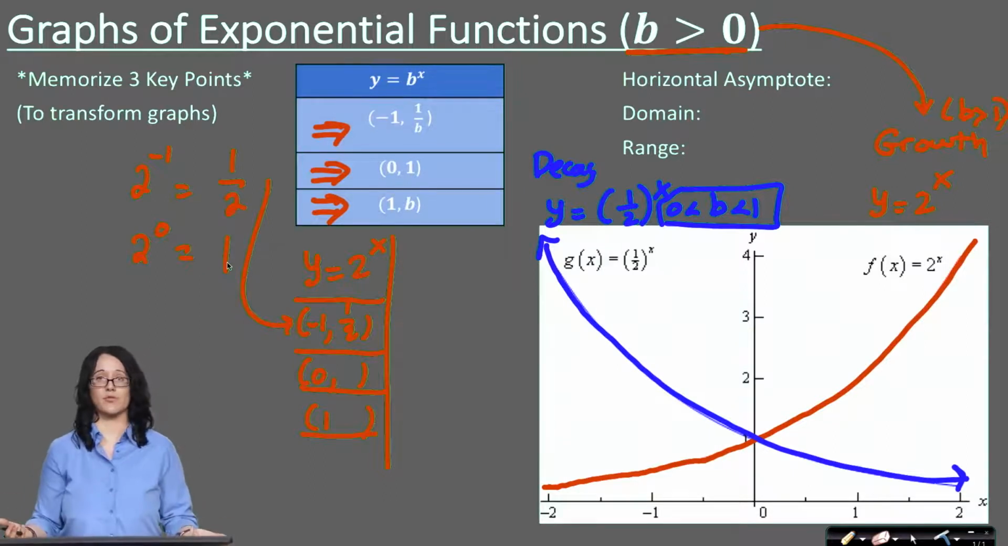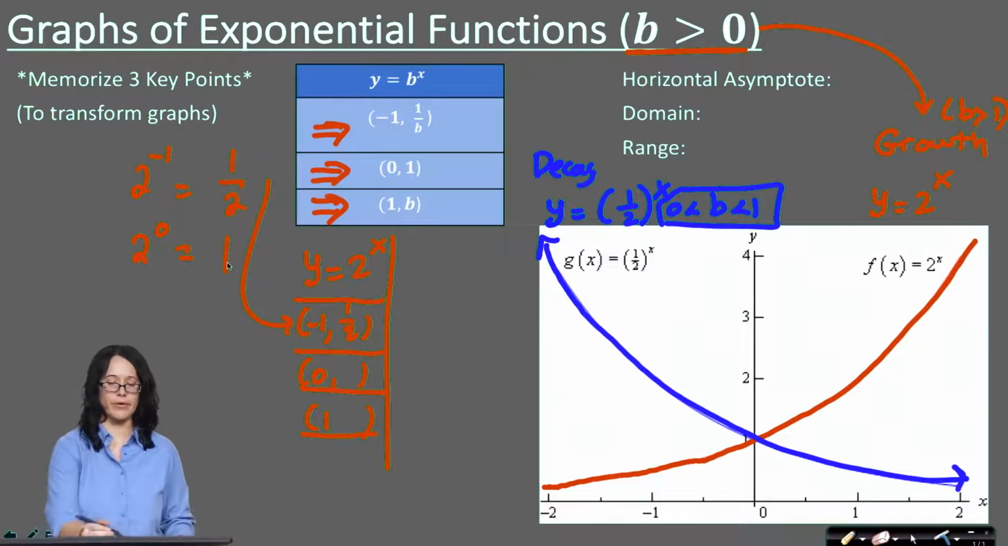You have no copies of 2 that you're multiplying by, so it's like multiplying by 1. Okay. What if I input 1 as my exponent? What is 2 to the 1 going to be? Yeah, that's 1 copy of 2 that you're multiplying by, or just 2.